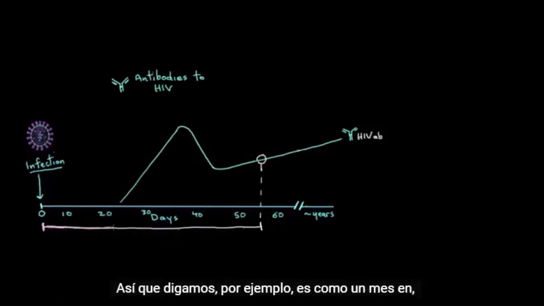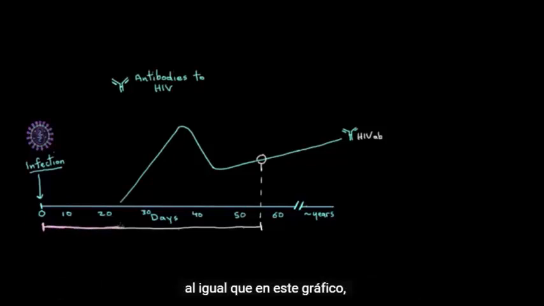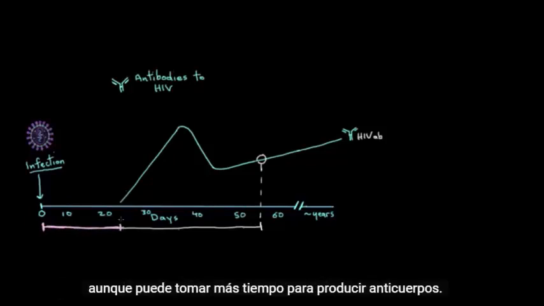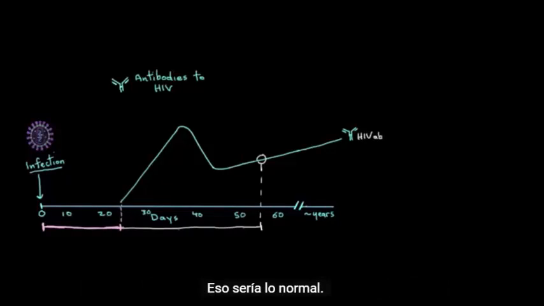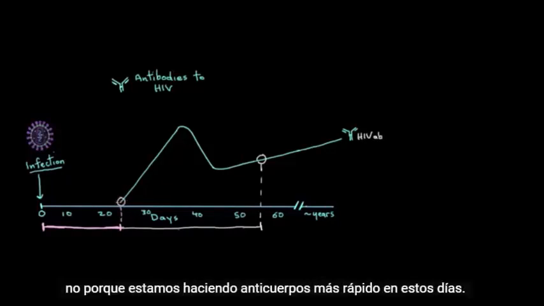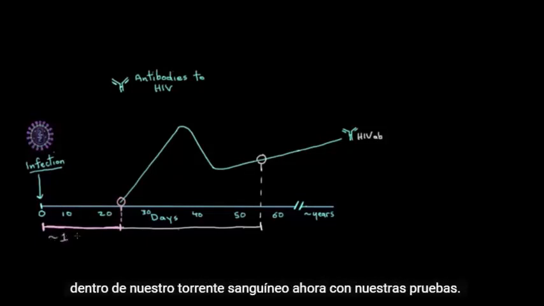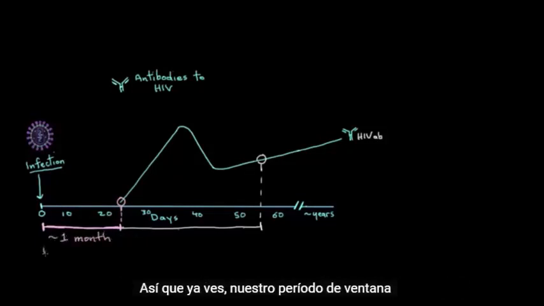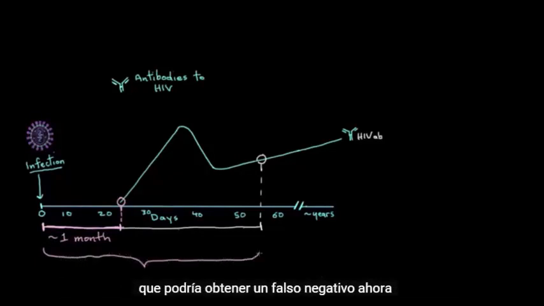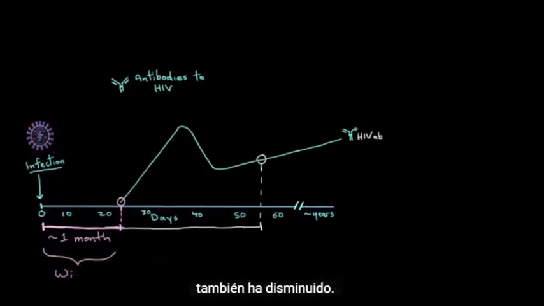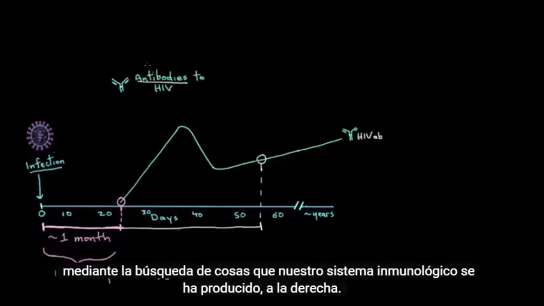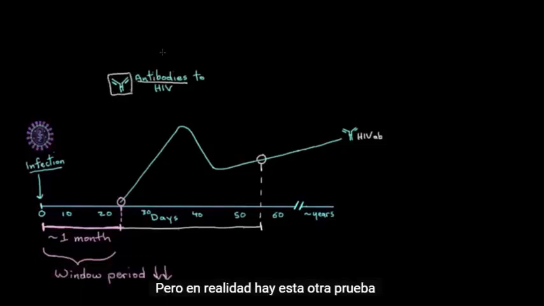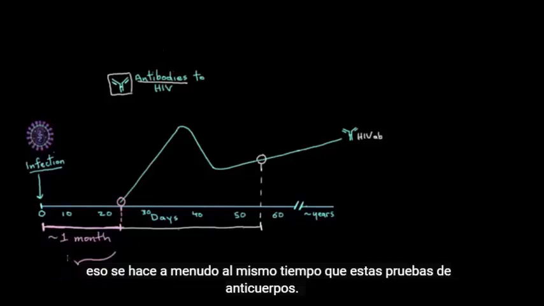So let's say, for example, it's like a month in, just like on this graph, although it can take longer to produce antibodies. But let's say it's about a month. That'd be about average. So we can detect them earlier, not because we're making antibodies any faster these days. We're just better at detecting their presence within our bloodstream now with our tests. So you see our window period that you might get a false negative in now has also decreased. So that's good. So those are antibodies. That's a way of diagnosing an HIV infection by looking for stuff our immune system has produced, right? But there's actually this other test that's often done at the same time as these antibody tests.